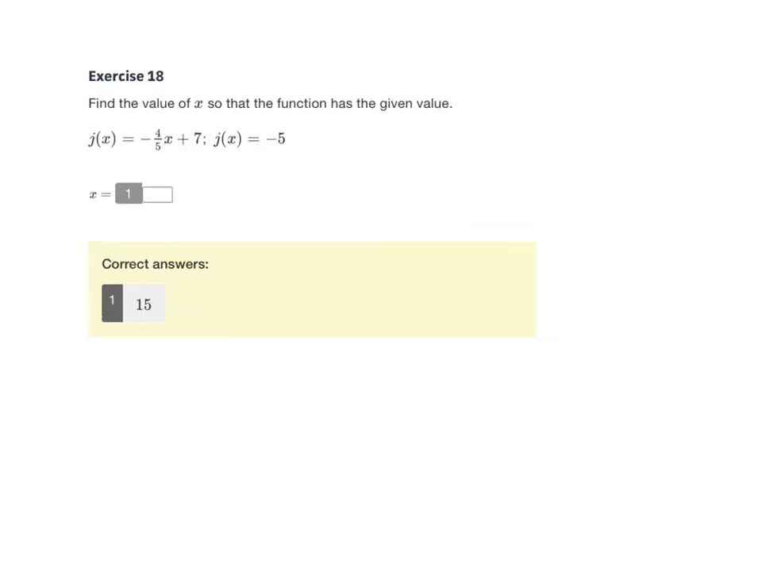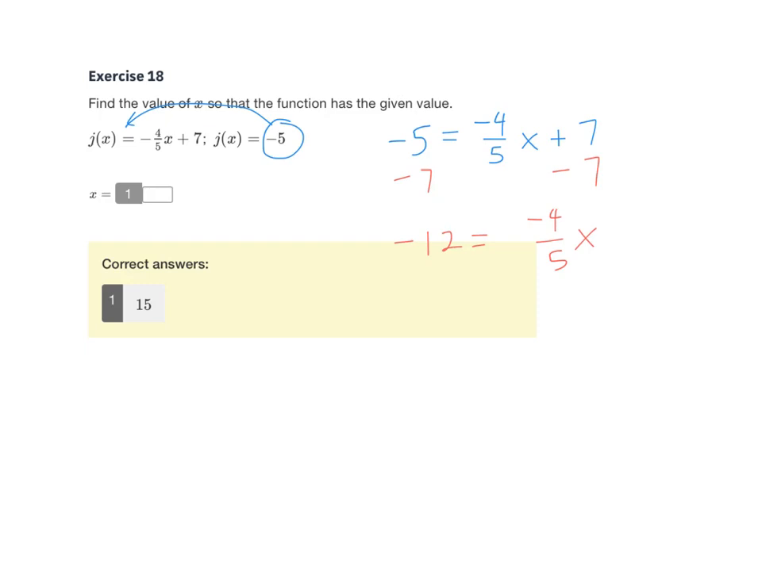Alright, let's keep moving. Question number 18, we're going to do the same thing. We're going to take negative 5 and plug it in for j of x. So this would be negative 5 is equal to negative 4/5 x plus 7. And you may notice that I bumped that negative up. I do that out of habit. It seems to make things work a little easier. How do we get rid of the plus 7? We're going to subtract 7 from both sides. That gives me negative 12 is equal to negative 4/5 x.